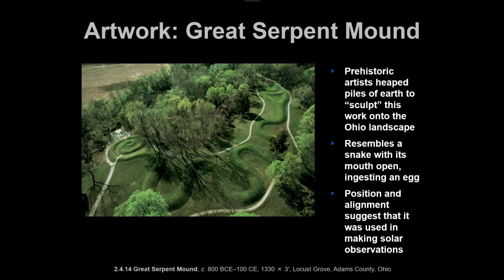So this is the Great Serpent Mound. Prehistoric artists heaped piles of earth to sculpt this piece in the Ohio landscape. And so it really resembles a snake with its mouth open, ingesting an egg. And so the idea that this piece of earth was actually designed like this and made into a design is kind of cool. And you see a lot of these things popping up now.